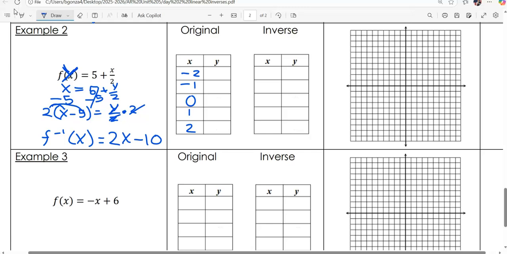You know, you can type this into Desmos and get the table. I'm just going to do 3 points.